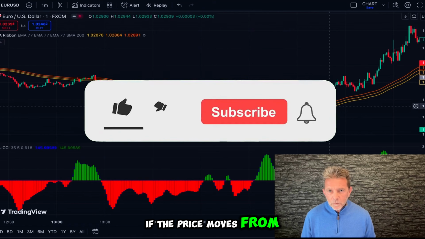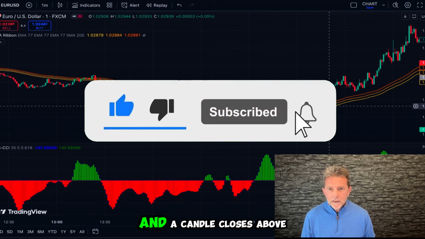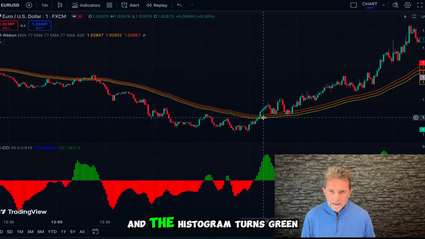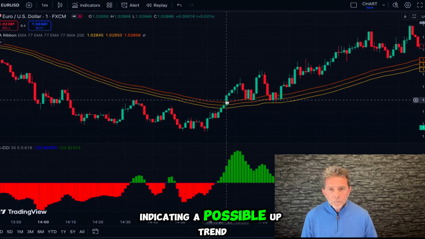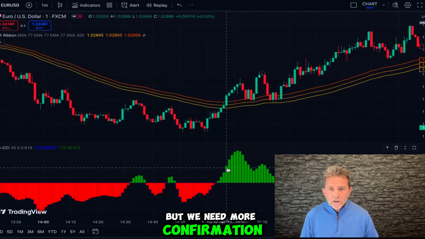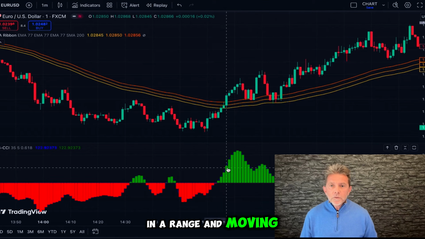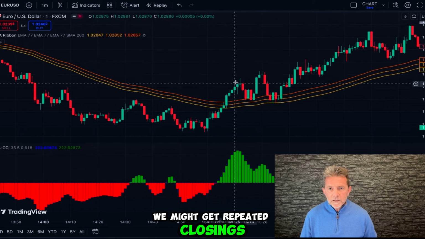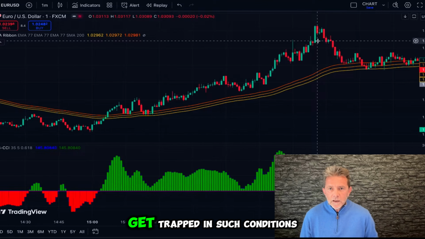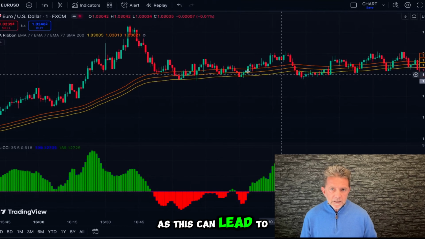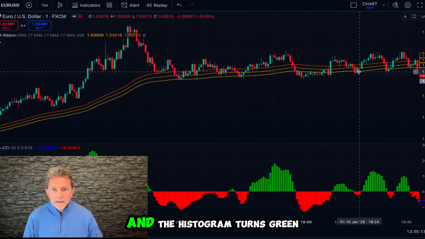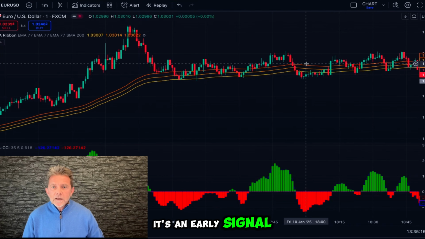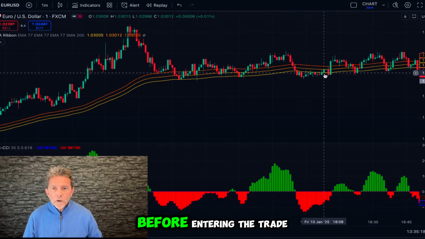If the price moves from below the ribbon to above it, and a candle closes above the ribbon, and the histogram turns green at the same time, this is a bullish signal indicating a possible uptrend, but we need more confirmation, because if the price is in a range and moving flat, we might get repeated closings above and below the ribbon, and we don't want to get trapped in such conditions, as this can lead to many false signals. So when we get a candle closing above the ribbon and the histogram turns green, it's an early signal and we need further confirmation before entering the trade.